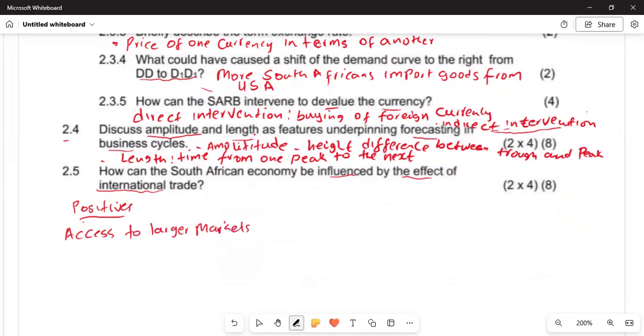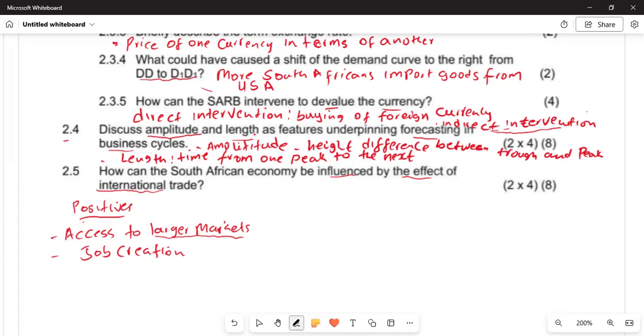Meaning to say, SA can sell goods like wine, platinum, cars to other countries. So they are going to access what? Larger markets. South Africa can export cars to Europe. So that is going to bring in more foreign currency and boost what? Our GDP. That is that. Also job creation. That is where we can talk about the export industry, mining, manufacturing, agriculture, which employ more people. So that is that.